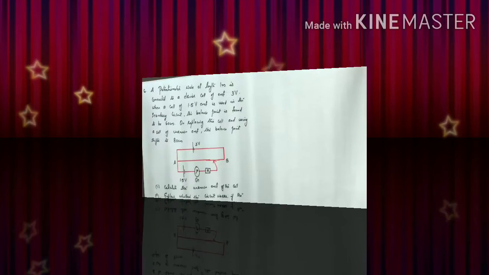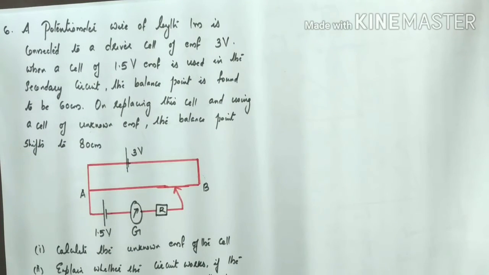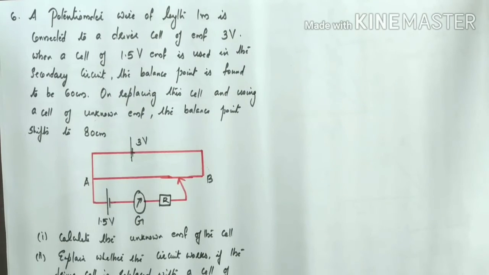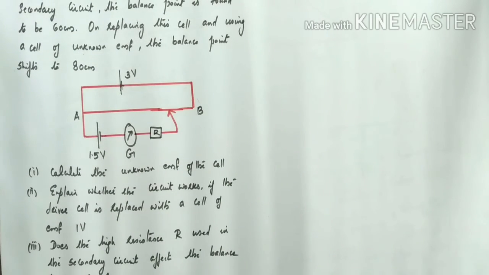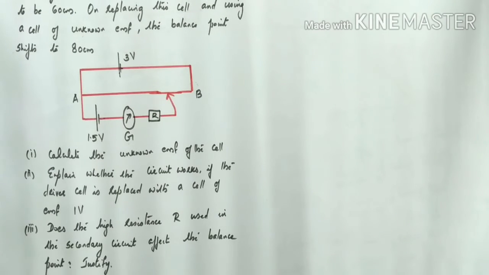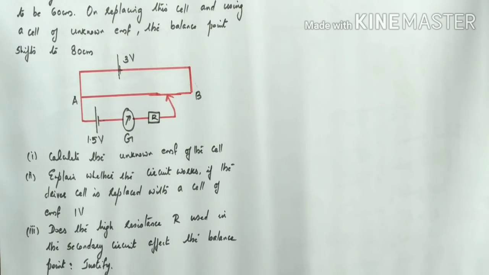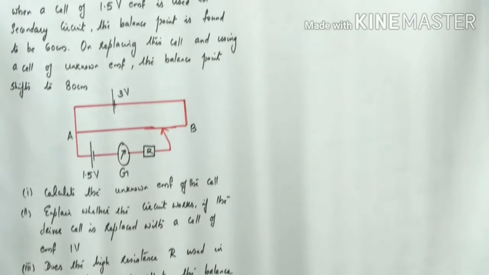A potentiometer wire of length 1 meter is connected to a driver cell of EMF 3 volt. When a cell of 1.5 volt EMF is used in the secondary circuit, the balance point is found to be 60 centimeter. On replacing this cell and using a cell of unknown EMF, the balance point shifts to 80 centimeter. Calculate the unknown EMF of the cell. Explain whether the circuit works if the driver cell is replaced with a cell of EMF 1 volt. Does the high resistance R used in the secondary circuit affect the balance point? Justify. So the figure is given in the question.